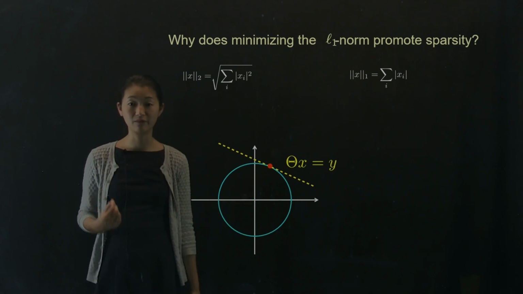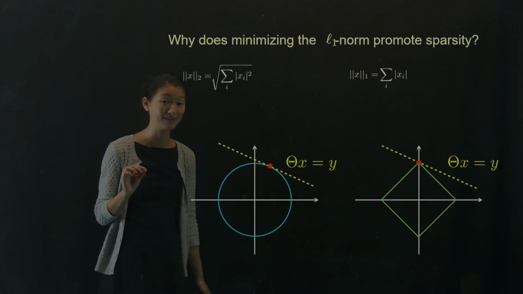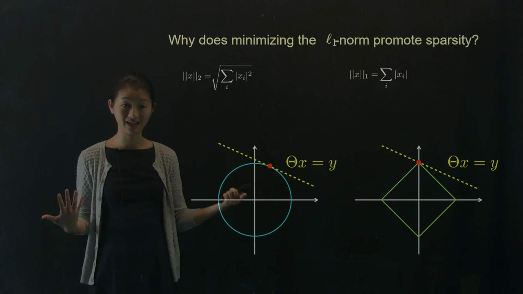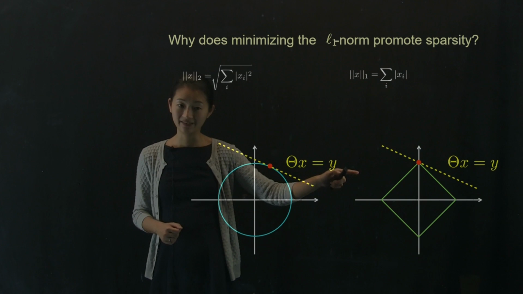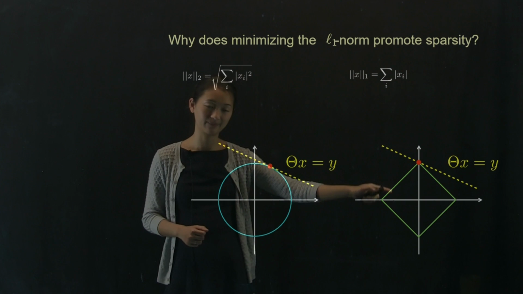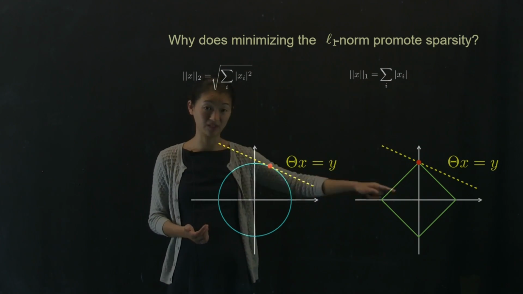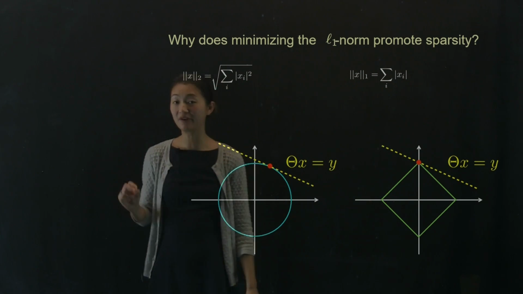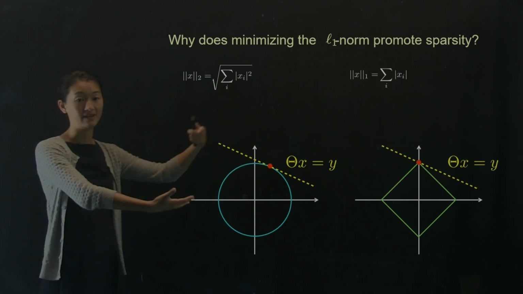In contrast, if we solve the same problem, looking for the intersection of the line with the smallest possible diamond, instead of intersecting this shape in some spot off the axes, because the diamond is pointy, the intersection is very, very likely to be along one of the axes. So in other words, in this case, the solution ends up being exactly 0 on the horizontal measurement and something that's not 0 on the vertical measurement. And this is very, very likely to happen because of the shape of this L1 norm in 2 space.